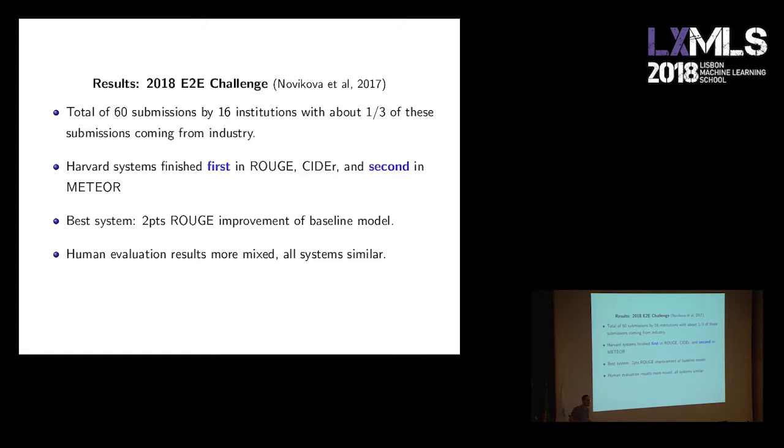So about 60 systems submitted to this task. Our system did best in Rouge and second in other automatic metrics. And the outputs, they look pretty good. They capture the information from the source. And the human evaluations are a bit more mixed. So roughly all these systems are somewhat similar. I think we've all kind of converged to the same types of models for these types of problems.